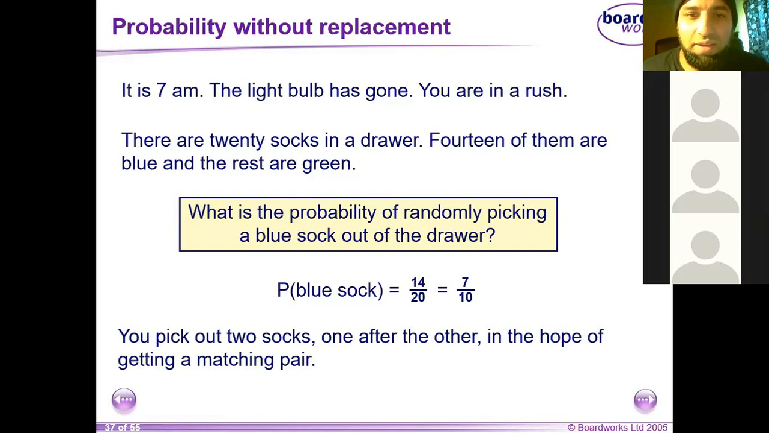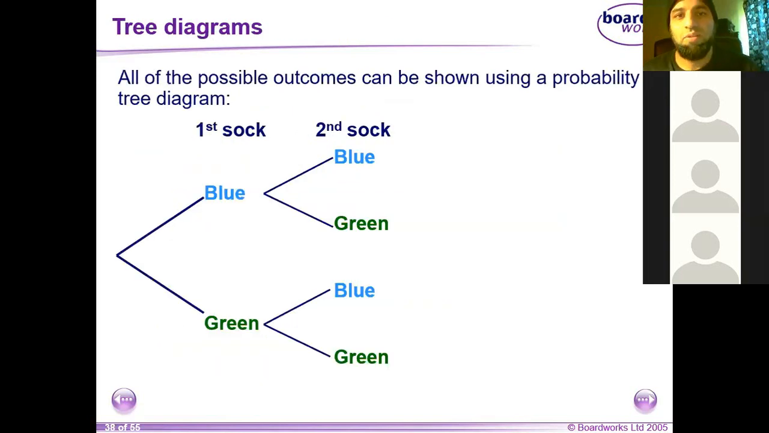Good. Now, let's look at the tree diagram. My first sock and my second sock, there's 2 things that I'm going to do. Your tree diagram maps out what you're going to do. My first sock might be blue, my second sock might be blue. I'll be happy. First sock might be blue, second might be green. Not so happy. First might be green, second blue. Problem. First green, second green, happy.